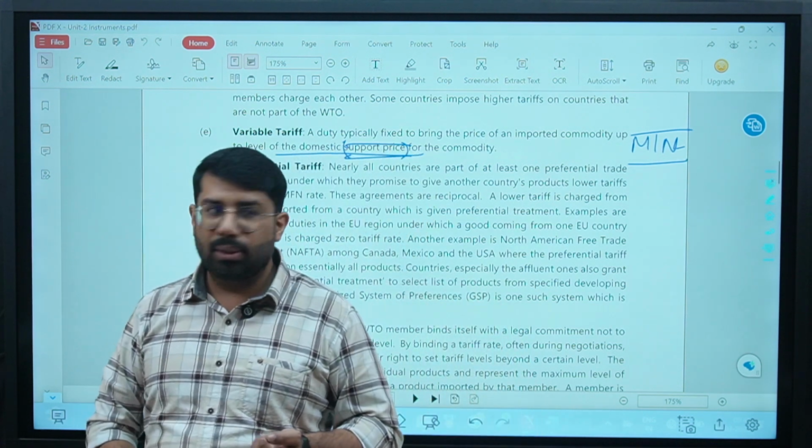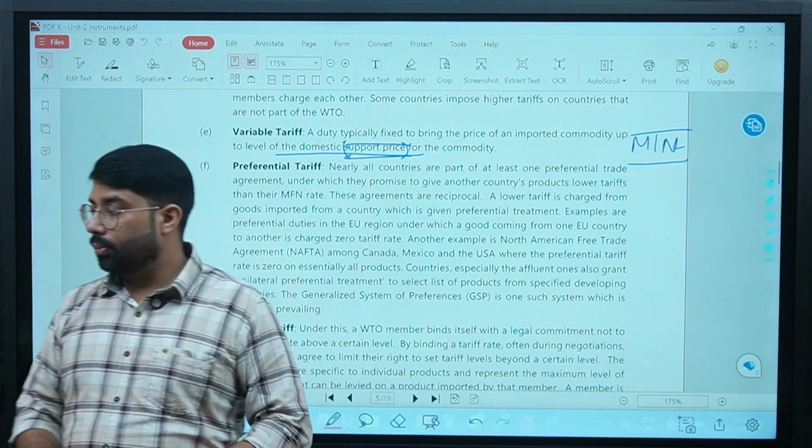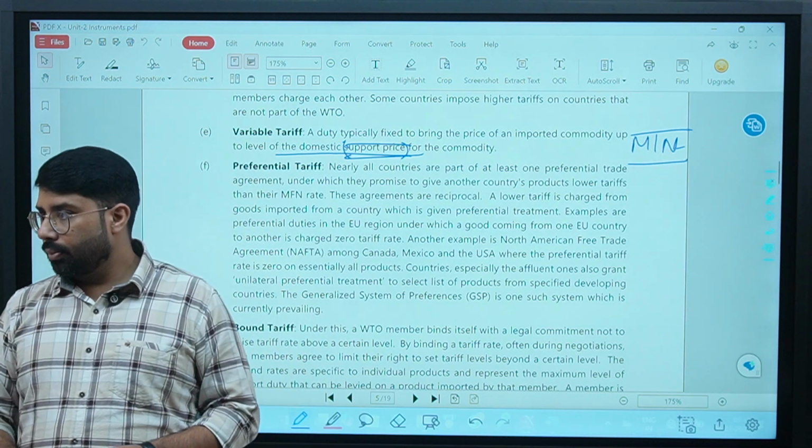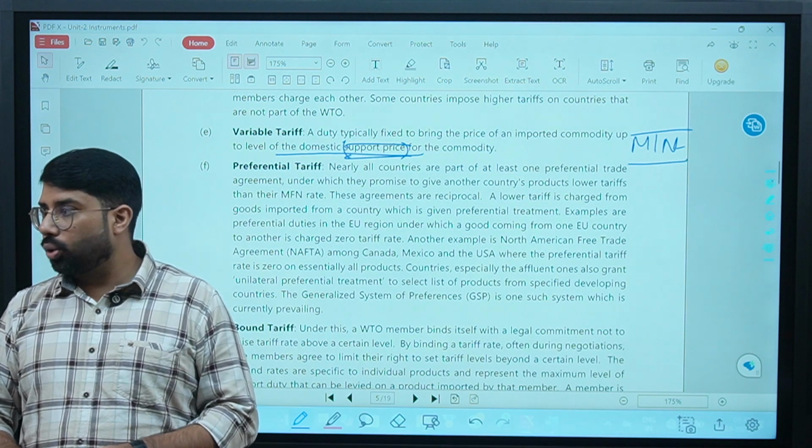Are you clear with the things? Yes or no? Yes, sir. Giving advantage to us by imposing tax this high, then it's not a good thing. It is not good. Yes.